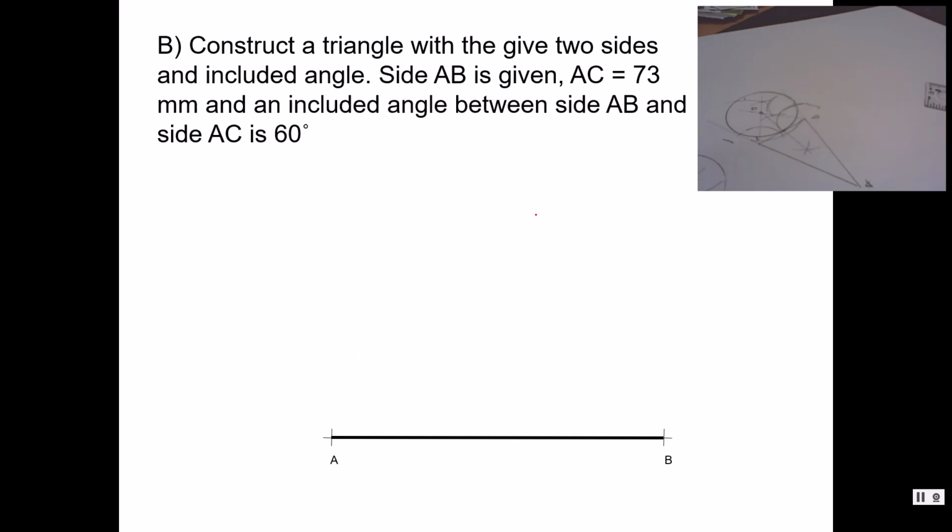Construct a triangle with the given two sides and included angle. Side AB is given, AC is 70 mm, and the included angle between side AB and side AC is 60 degrees. Okay, this is just the application of what you have done for the 60 degree angle just now. This is 60, and then AC should be 70. It's really easy actually.